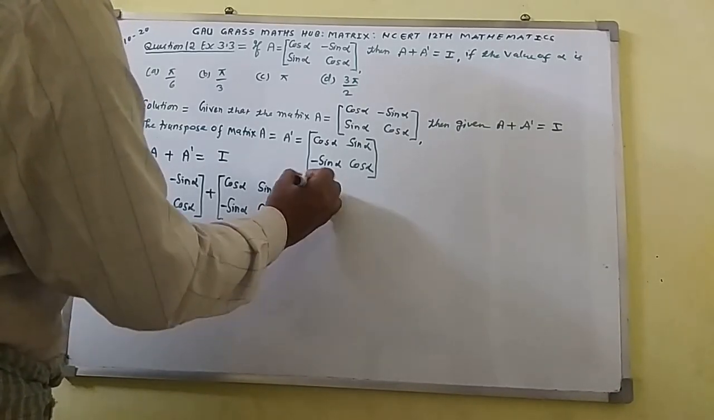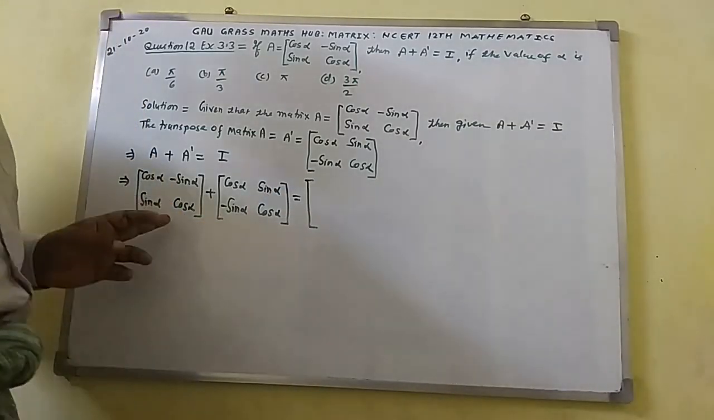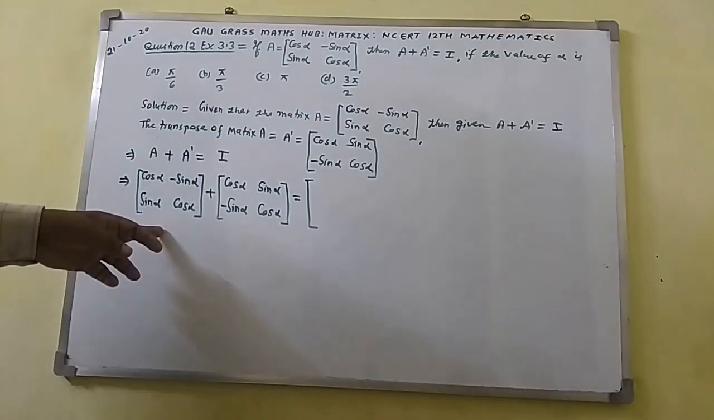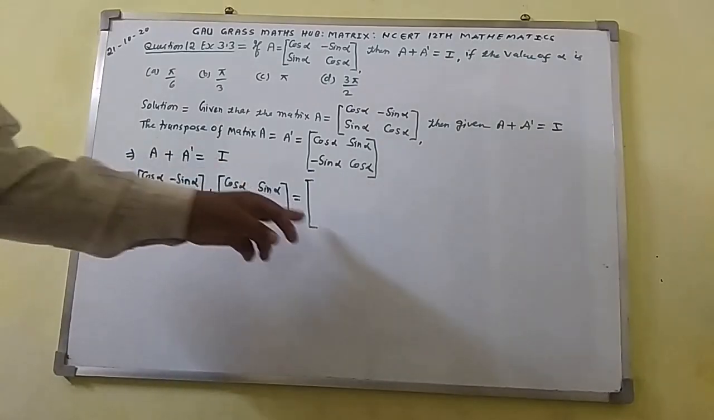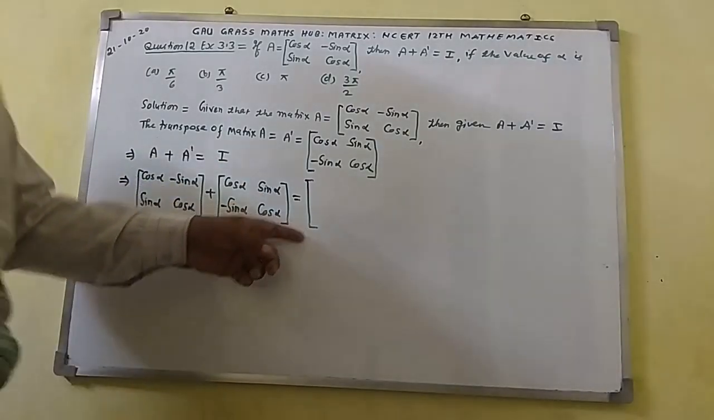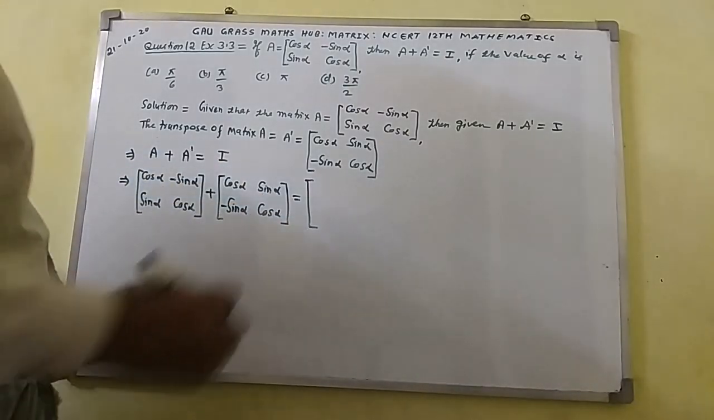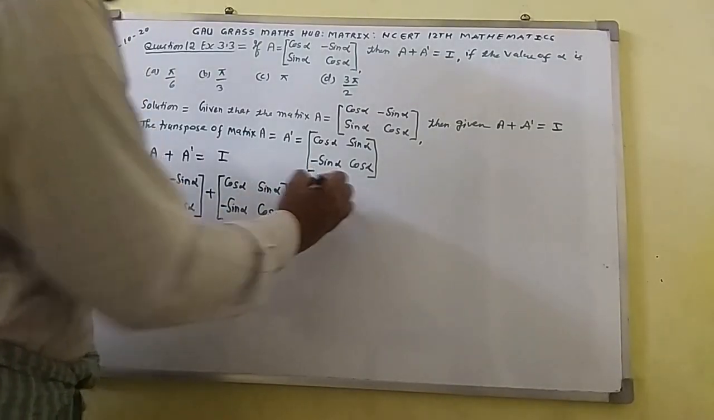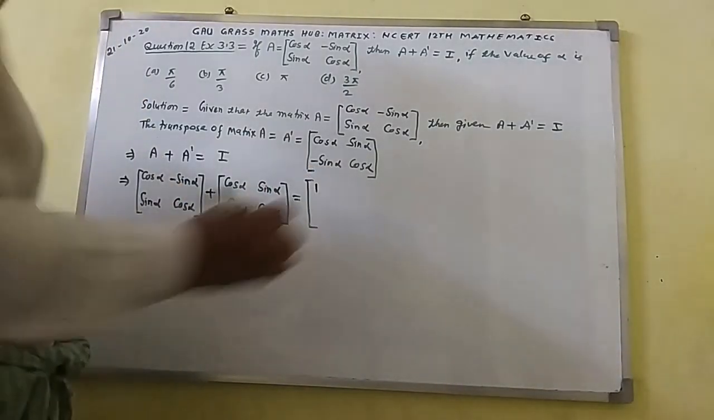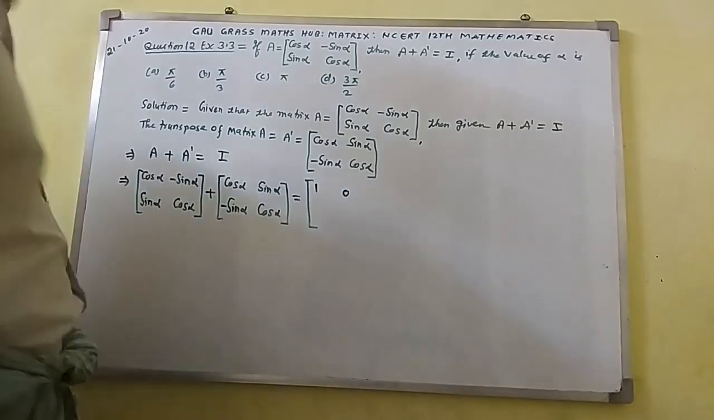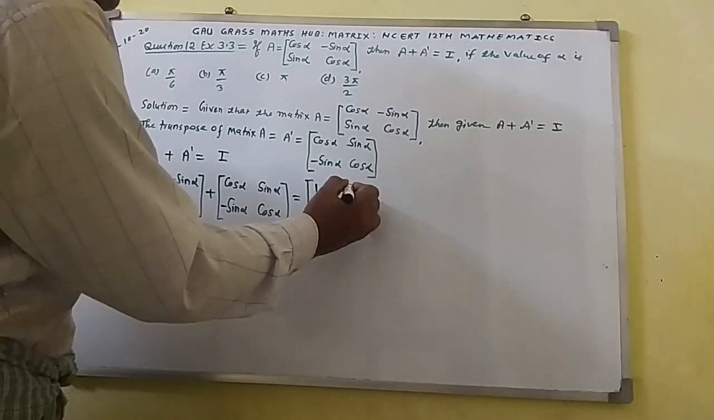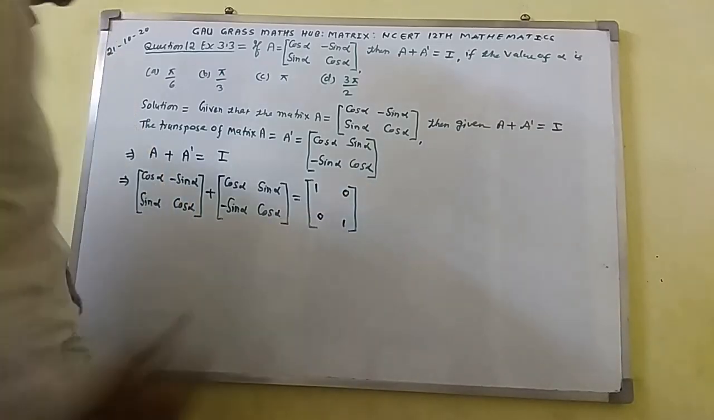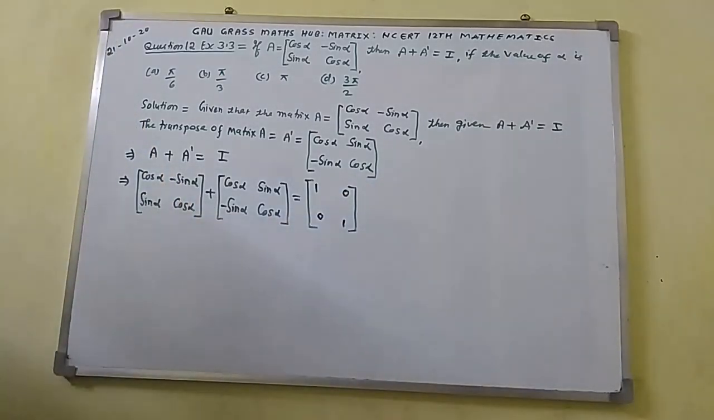You know very well about the identity matrix. This is a matrix of order 2 cross 2. This is a matrix of order 2 cross 2. That's why the identity matrix here will also be of order 2 cross 2. So the elements of first row I shall write 1, 0. The elements of second row I shall write 0, 1. Closing of square bracket. So what to do here?